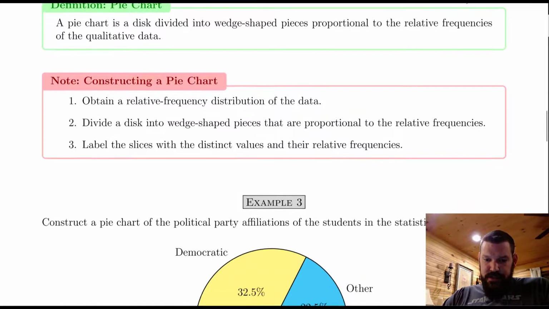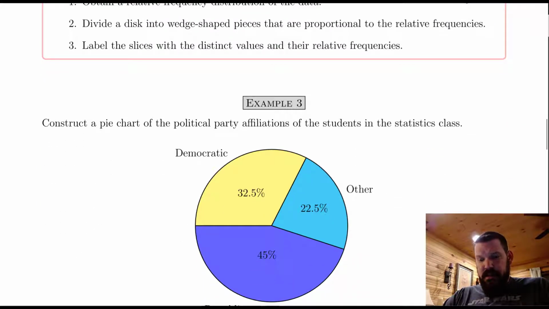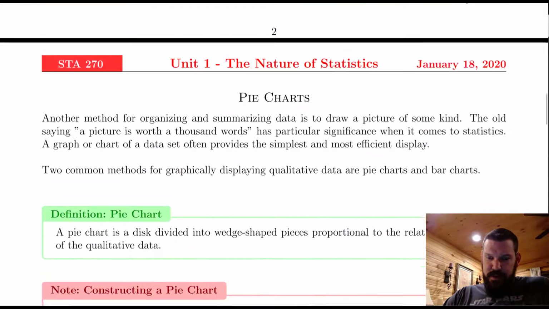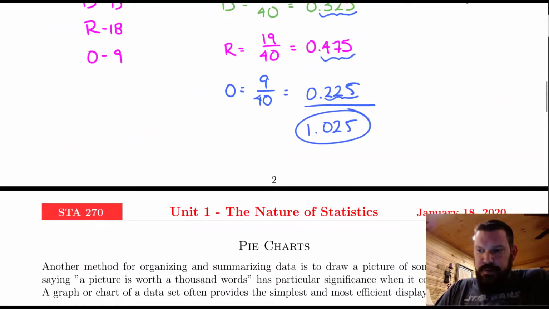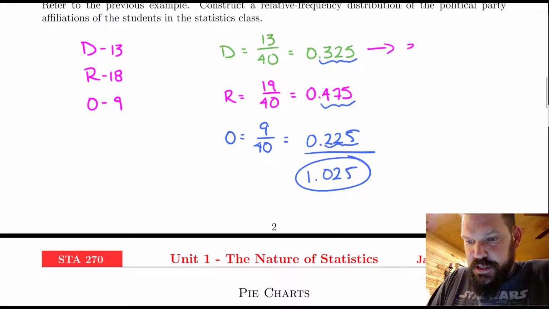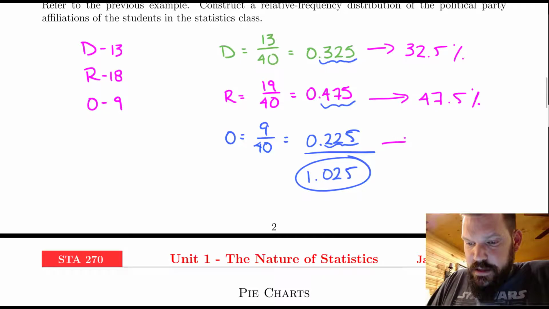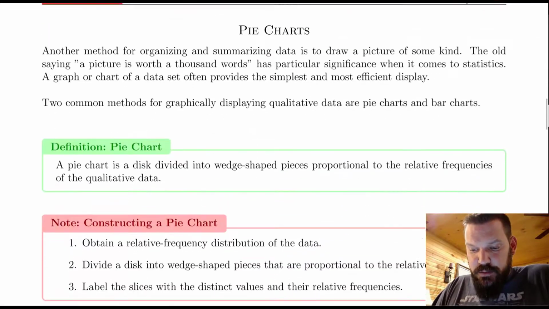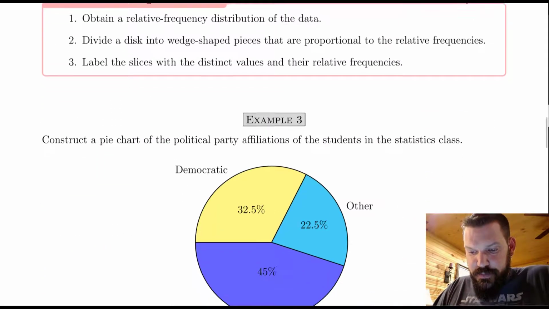It's really kind of straightforward. If we take the values that we came up with, for example, 0.325, and we convert that to a percentage, it's 32.5%. And then we have 47.5%. And then we have 22.5%. So we can take those three percentage values and we can put them into a pie chart.